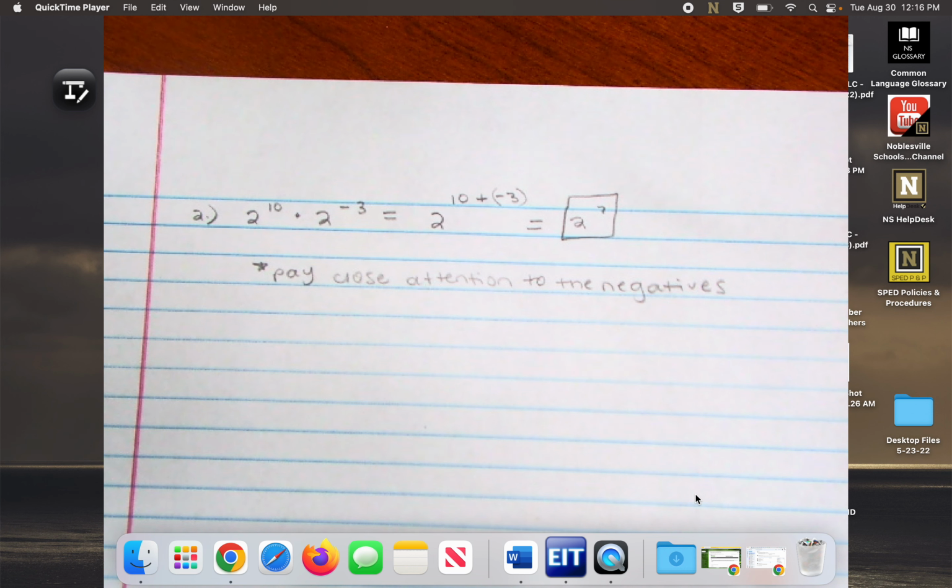I promise you guys, integers, negatives, positives, you're going to be applying those rules from now until you're done with your education. It doesn't go away in math. It's not like one day your teacher says, guess what? We don't have to do anything with negative numbers. They're here to stay.